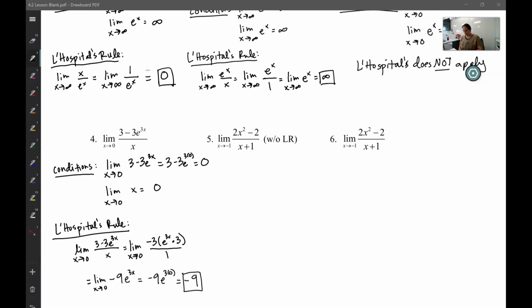So I can apply L'Hopital's rule. Set it equal. Take the derivative. The derivative of 3 is 0. And for this one I have to do chain rule. So the derivative of e to the 3x is e to the 3x times the derivative of the inside, so times 3. Derivative of x is 1. So simplify this, I got -9 e to the 3x, which now let's plug in my 0, so -9 e to the 3 times 0, which is -9. There we go.